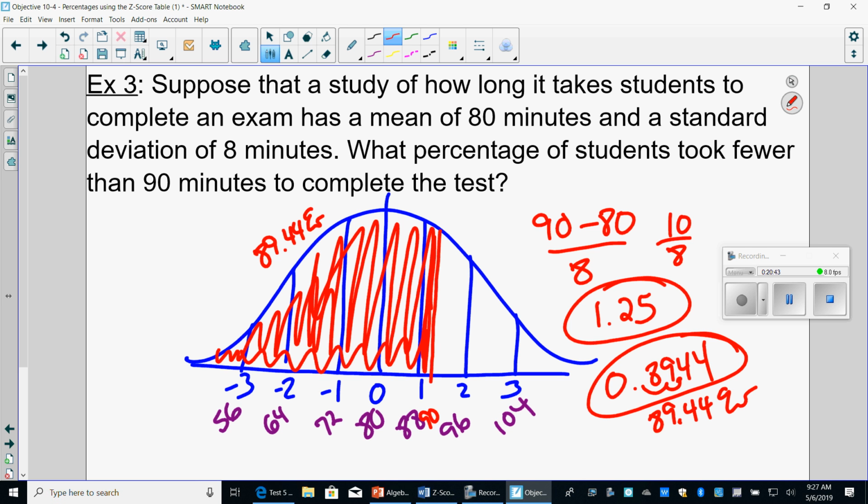Because they wanted less than. And we talked about this right before you got here. What if they wanted greater than? If this is 89%, what would this piece be? 11. Very good. How'd you get that? The whole thing is 100, so you just subtract that from 100. Does that make sense?